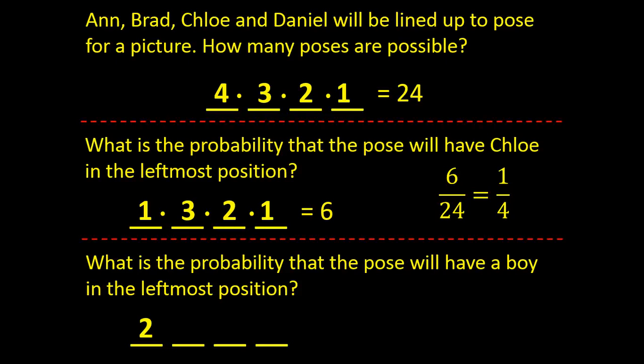There's 2 boys that we can choose from for the leftmost position. Now whoever goes there, whether it's Brad or Daniel, the other person now could go in the next position along with either of the 2 girls. So there's 3 people to choose from for the next position. And now we only have 2 left for the next position and 1 for the final position. 2 times 3 times 2 times 1 is 12. There's 12 ways we can put a boy in the leftmost position, so the probability that a boy is in the leftmost position is 12/24, which is 1/2.